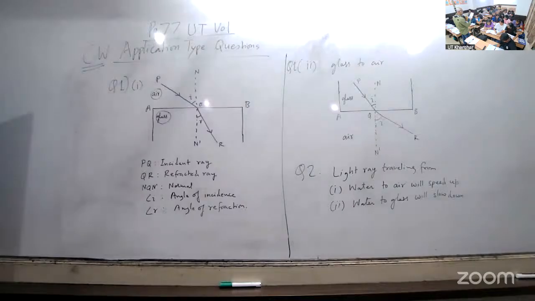There is a close contest between A and B. Why A is not correct? It is on the other side of the normal. Okay. So it is only B, right? Only B is correct. Because C is the original path.